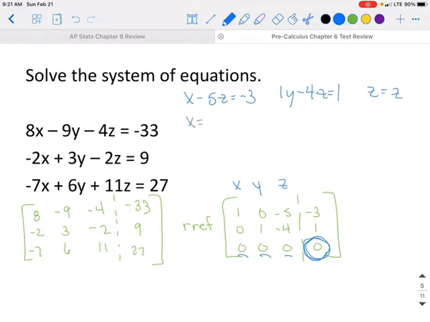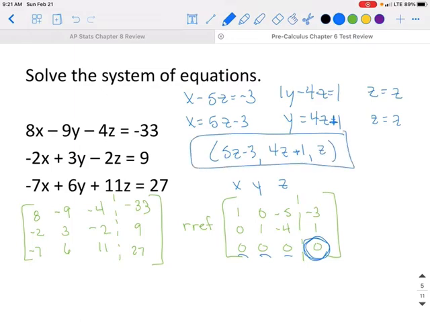For the first one, you're going to get the x by itself. So we're going to add that 5z to the other side. So we know that x is equal to 5z minus 3. On the next equation, you're going to add the 4z to the other side to get the y by itself. And we'll have y equals 4z plus 1. And we're still left with z equals z. So our solution will look like this. Again, if that bottom row is not all zeros the whole way across, even the solution, if you have zeros on the left but not a zero on the right, that would be no solution.